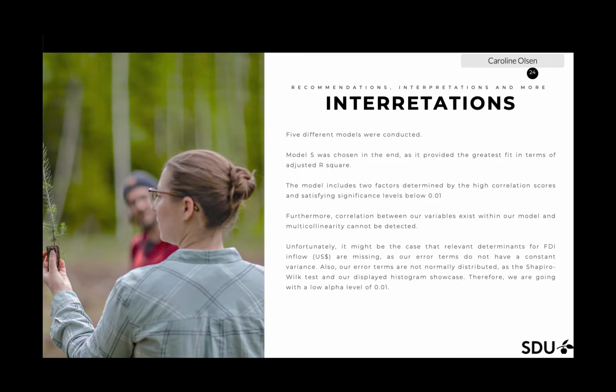Unfortunately, we might miss relevant determinants for FDI inflows as our error terms turn out to not have a constant variance. Moreover, we tested our error terms for normal distribution with the application of the Shapiro-Wilk test and our histogram, and we had to reject the null hypothesis, implying that our error terms were not normally distributed. Therefore, we also decided to go with a low alpha level of 0.01.